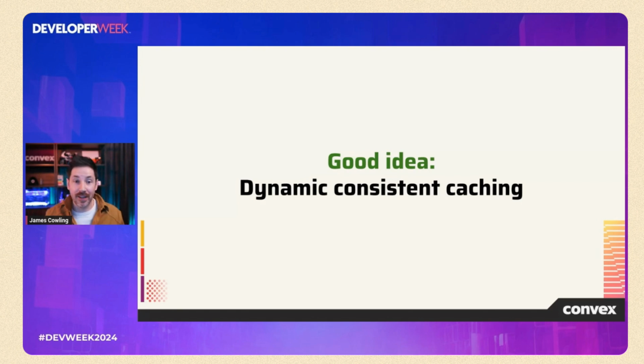Every function in Convex is cached automatically, and we record for every function every data range that was read. And then if any new write overlaps with any of these ranges, we know to refresh the value in the cache. This can happen at the back end, but by the way, this can also happen at the edge.